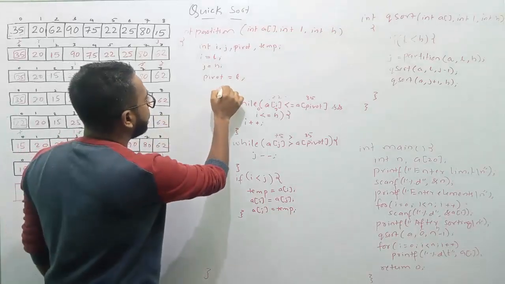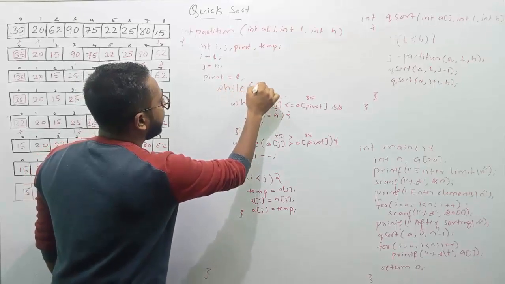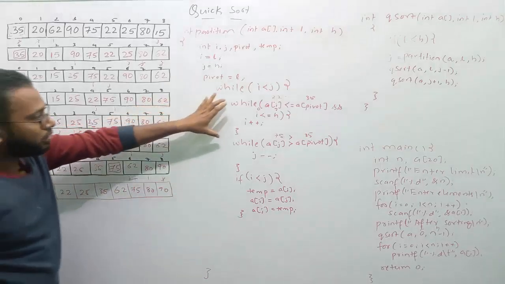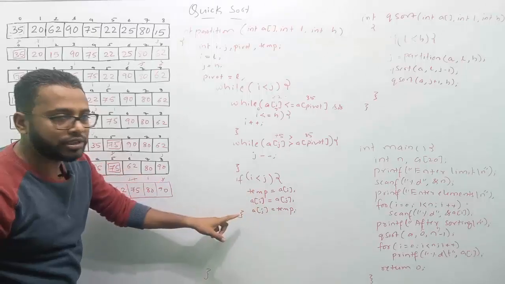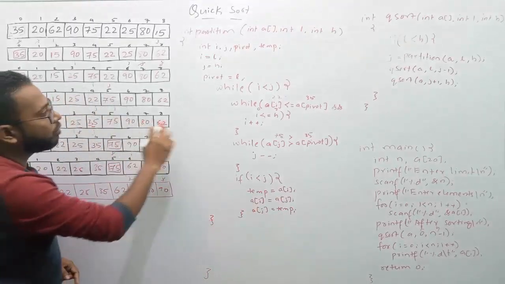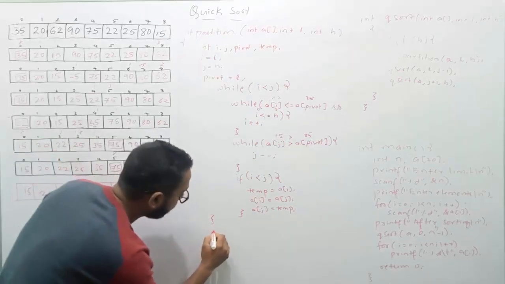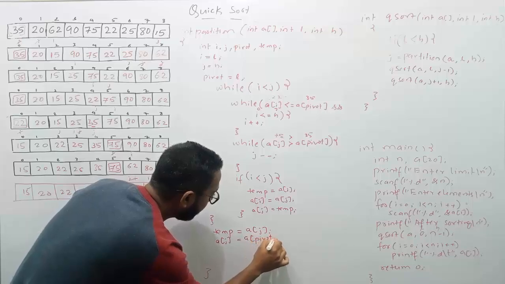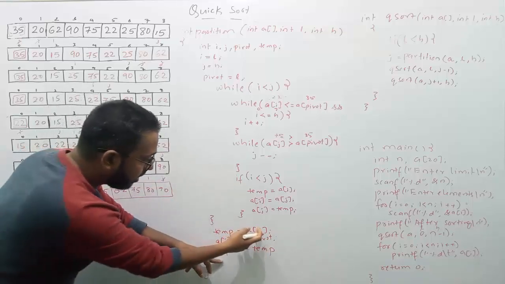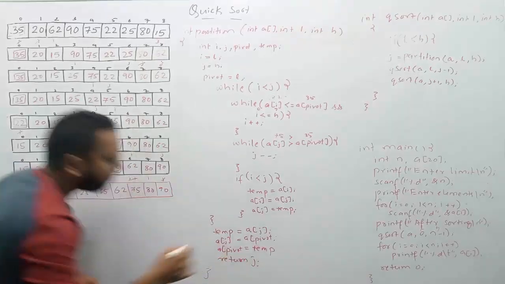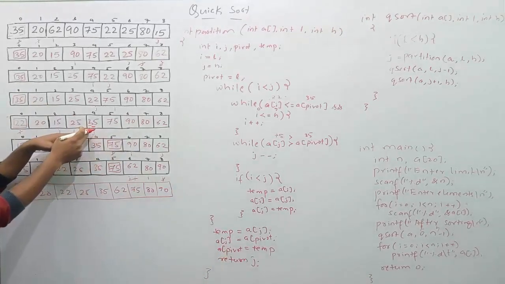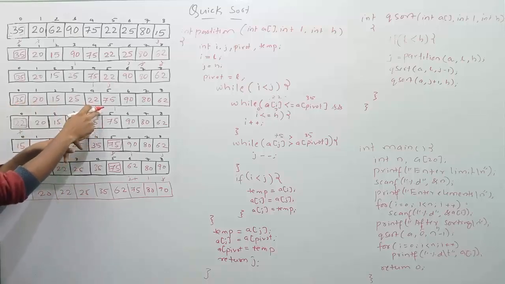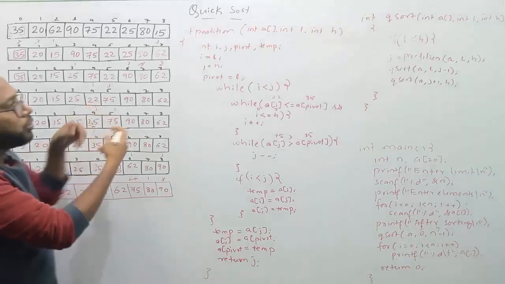So you need to use a while loop here: while I is less than j. When I is less than j, you will be performing this and swapping I with j. And the moment when I crosses j, you need to swap array of j with array of pivot and you need to return the position of j. So you will get the pivot element here, and j is the location of this pivot element, which is 4. You need to return this 4 to here.